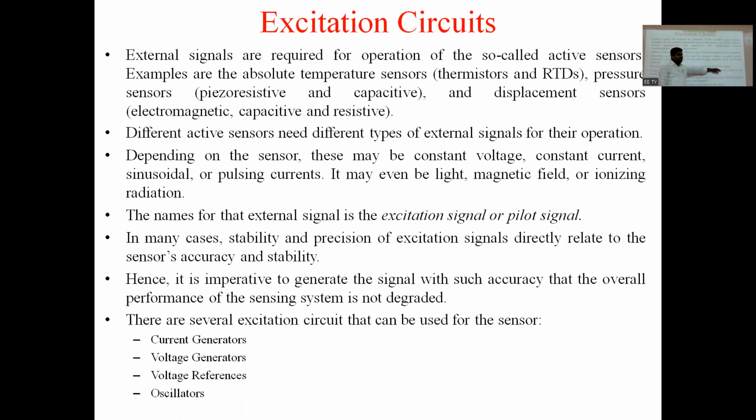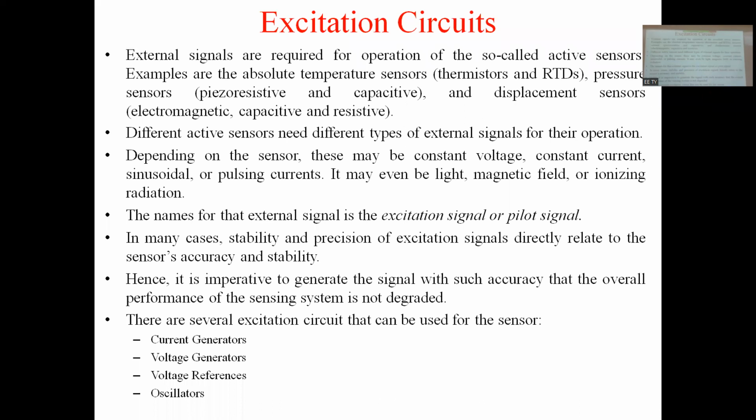So this is the next question. That excitation signal is called the excitation signal or pilot signal. जो काय सिग्नल असेल एक्साइट करणारा म्हणजे कॉन्स्टंट व्होल्टेज असेल, either it may be sinusoidal or it may be pulsating, constant current असेल, sinusoidal pulsating. Some sensors require light excitation, some sensors require ionizing radiation. So this external signal which we are providing is called the excitation signal or pilot signal.